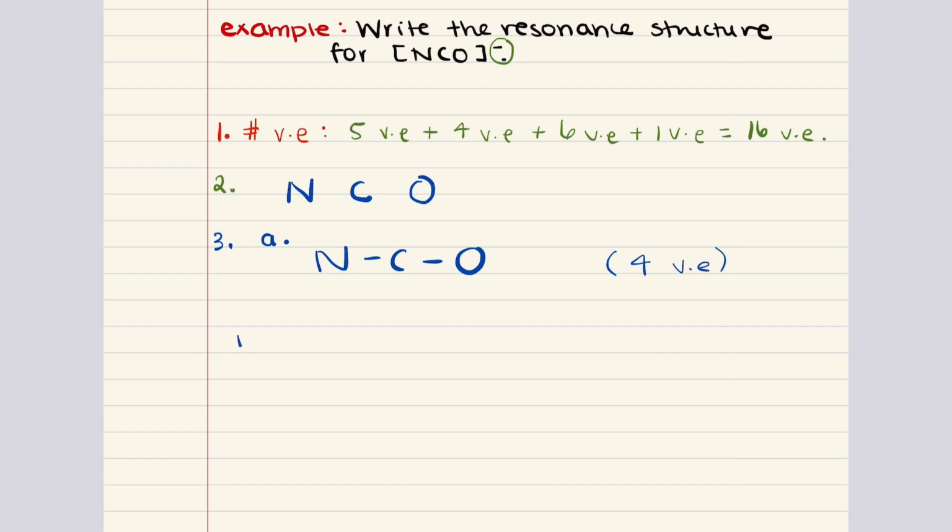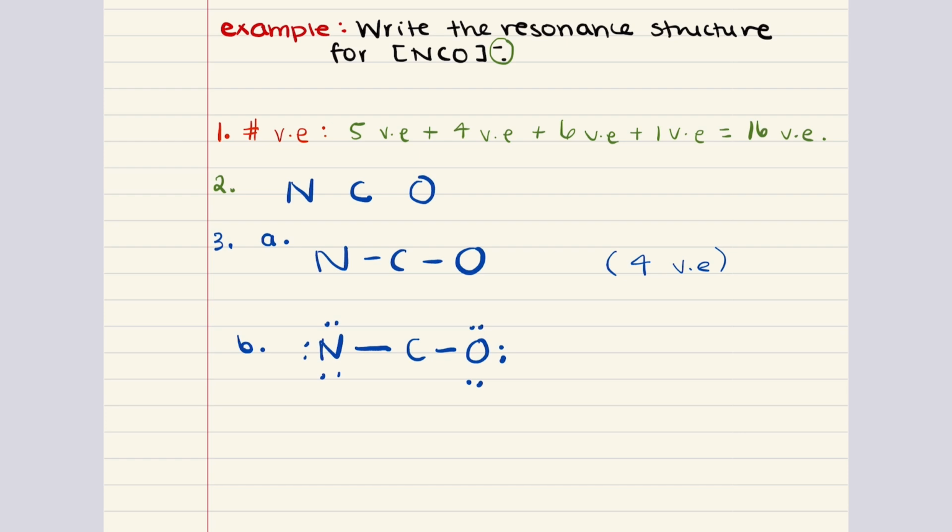Then step 3B, we want to complete the octet on the outer atoms. So that means that for nitrogen and oxygen, we want to add valence electrons to make sure that they have a complete octet. We're going to draw 6 electrons on nitrogen plus the 2 from the bond to carbon for a total of 8 electrons, so nitrogen's octet is satisfied. We're going to do the same for oxygen: 6 valence electrons plus the 2 from the bond to carbon. It has a total of 8 valence electrons, a complete octet.